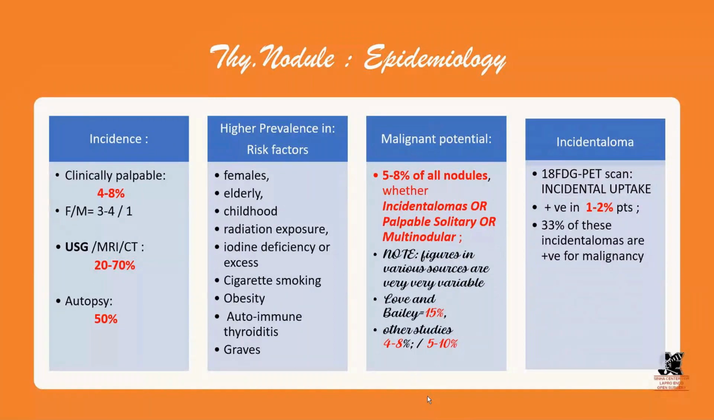Now, coming to the epidemiology of a thyroid nodule. The incidence is very variable. Clinically palpable, it is documented as 4 to 8%. It is 3 to 4 times as common in females as in males. But ultrasound, MRI, and CT scan would give an incidence of almost 20 to 70%. See the wide disparity in the figures, from 20% right up to 70%. Autopsy findings give an incidence of 50%. So there's a whole range of incidence of thyroid nodules.